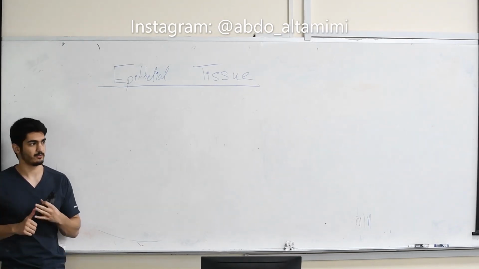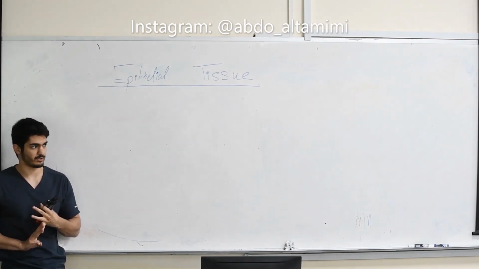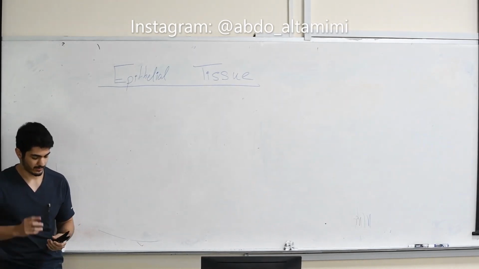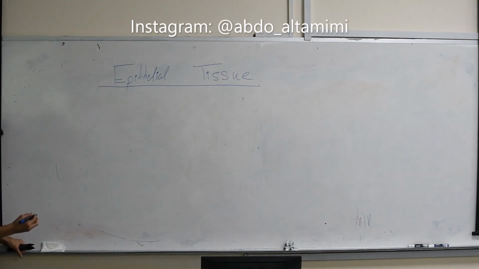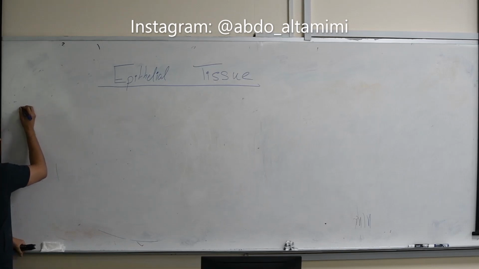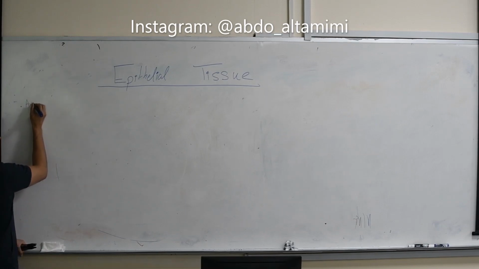What is the function? 4 things: protection, absorption, filtration, secretion. The characteristics are important. We might get this in short answer. But you have, I think, 4 characteristics, right? 4 points. First one, what was it? Avascular. Avascular, it means it doesn't have blood supply.